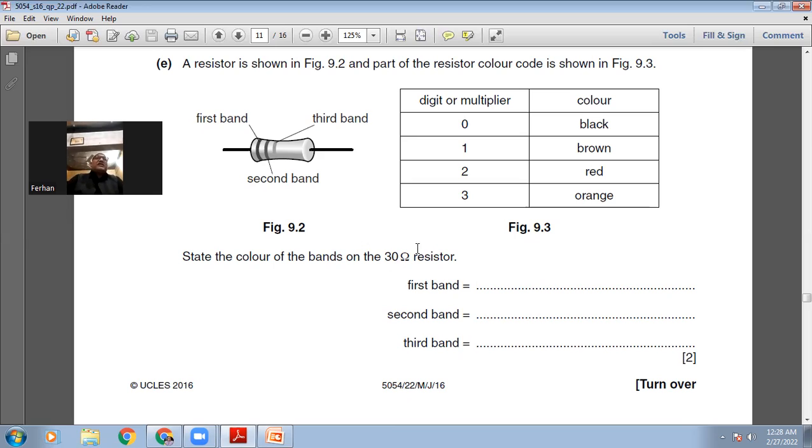30 ohm is 30 multiplied by 10 raised to power 0. The first color represents 3, that's orange. The second color represents 0, that's black. And because 30 means 30 into 10 raised to power 0, the power of the 10 is 0, so the third color is also black. So the first color will be orange, the second black, the third also black.